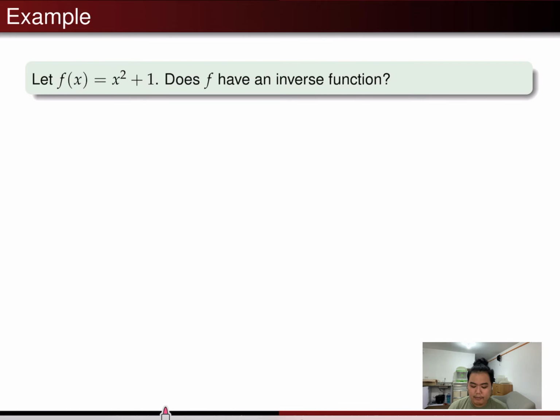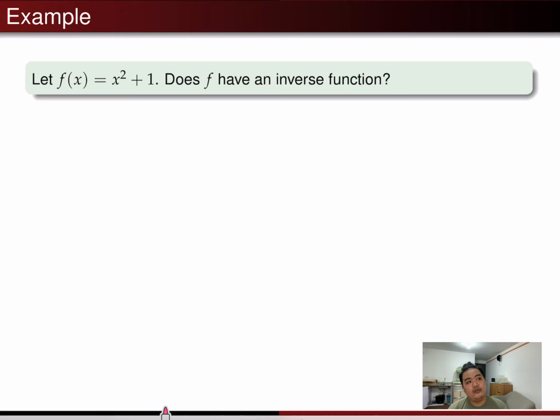Okay, so example, f of x equal to x squared plus 1. Does f have an inverse function? So, kailan lang ba may inverse function? It's precisely when your function is 1-to-1. Is this function 1-to-1? Ang kutob ko hindi.